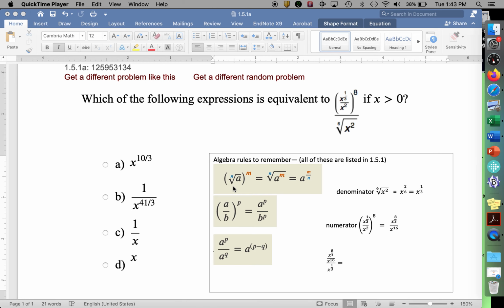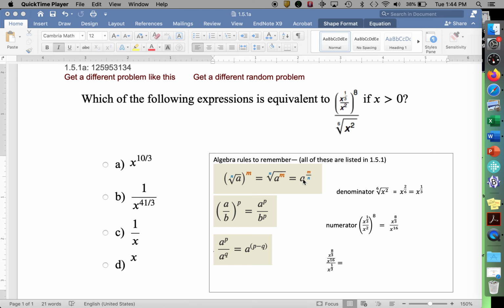Now I'm going to apply that rule to our denominator. Our denominator is the 6th root of x squared. I'm going to rewrite that denominator as x to the 2 over 6. The 6 was the root, that's the denominator. And then I'm going to simplify the fraction. 2/6 is the same thing as 1/3.